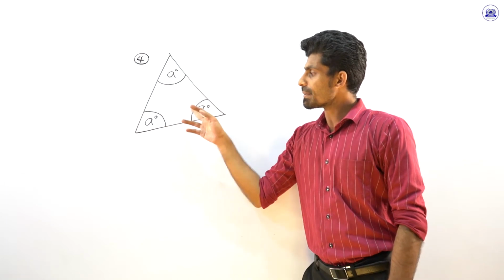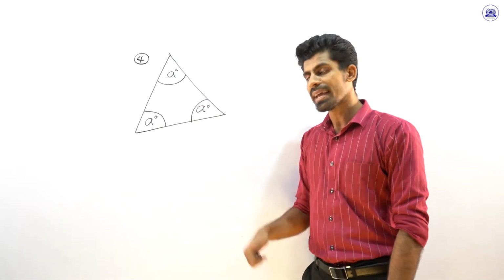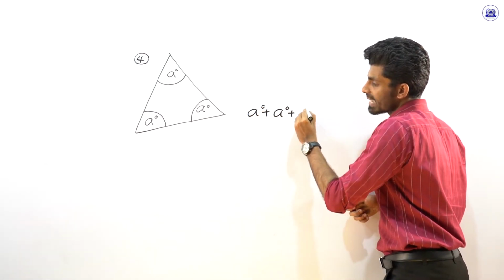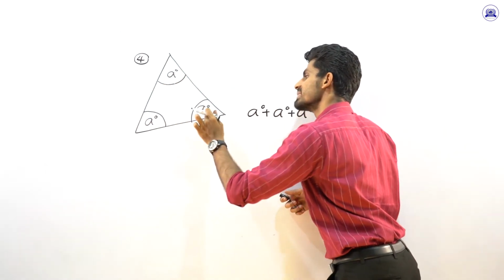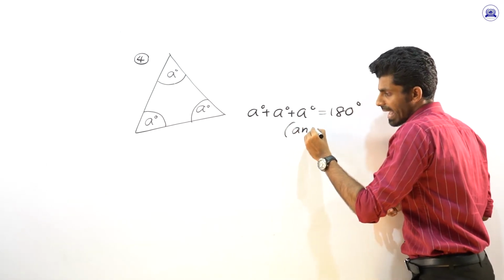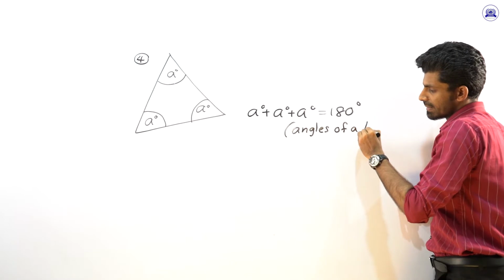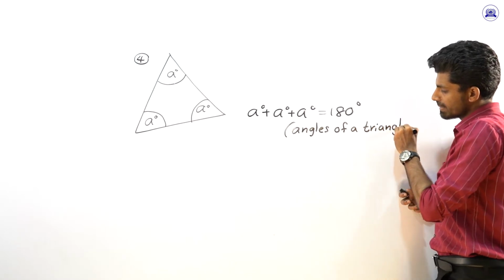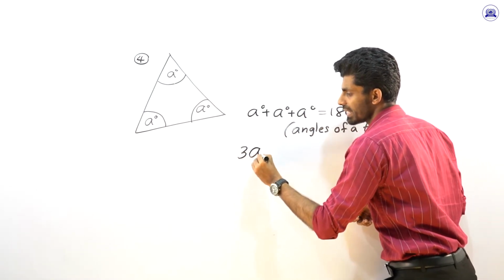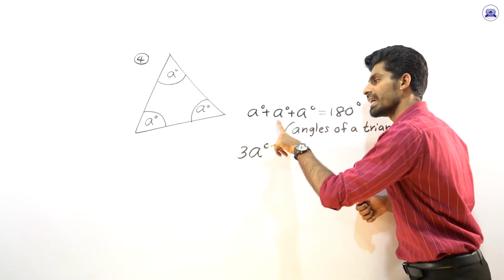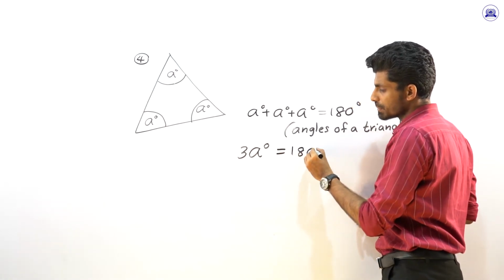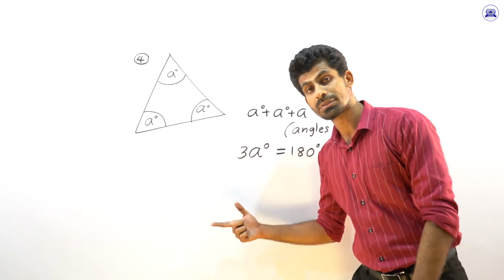So I have equal angles A and A. Very easy. So A plus A plus A plus A equals 180. What is the reason? Angles of a triangle. A plus A is 2A, 2A plus A is 3A. 3A equals 180.